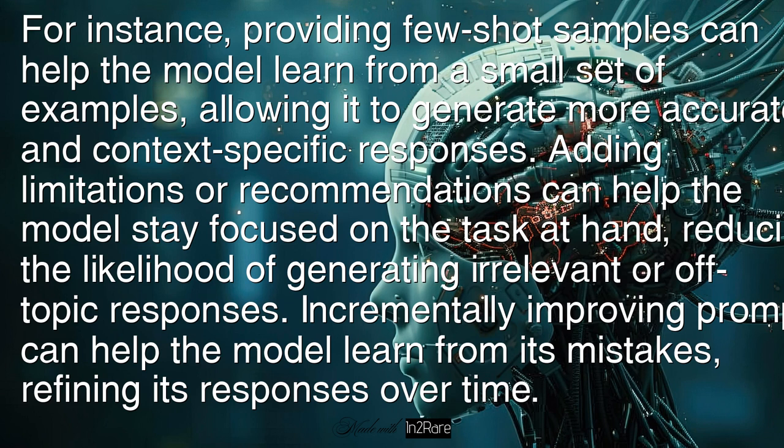For instance, providing few-shot samples can help the model learn from a small set of examples, allowing it to generate more accurate and context-specific responses. Adding limitations or recommendations can help the model stay focused on the task at hand, reducing the likelihood of generating irrelevant or off-topic responses. Incrementally improving prompts can help the model learn from its mistakes, refining its responses over time.